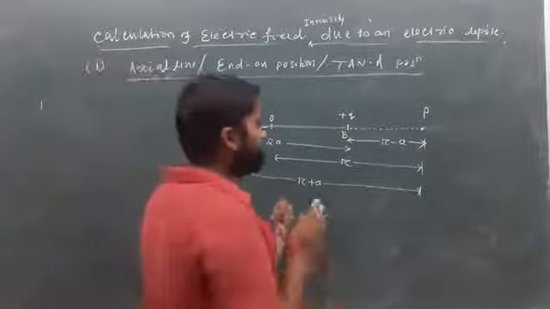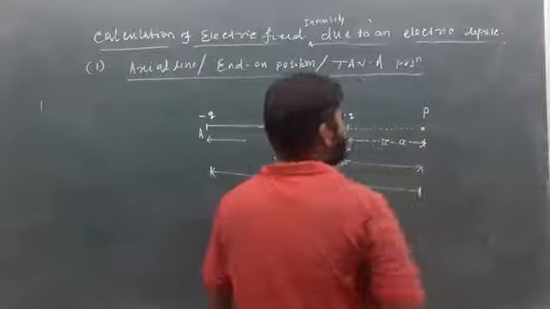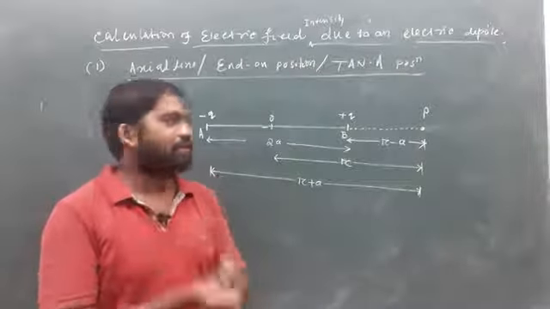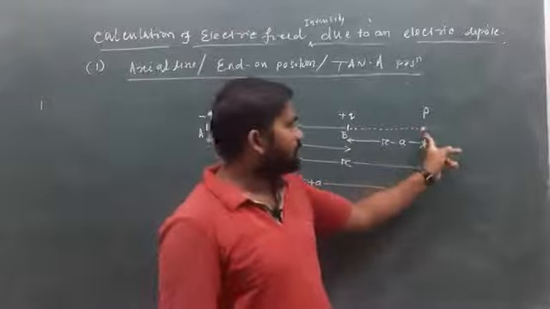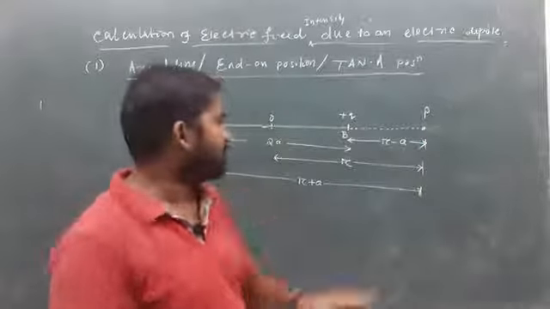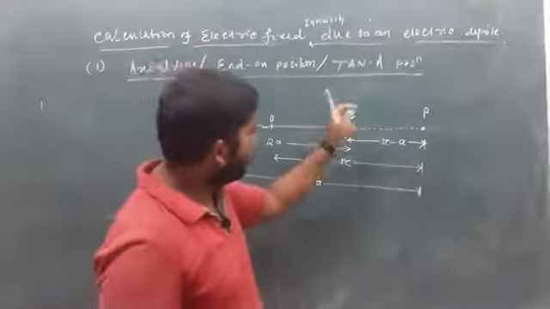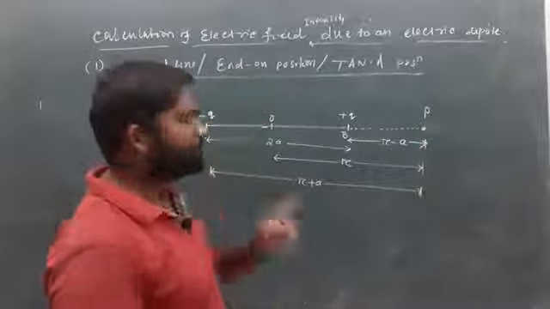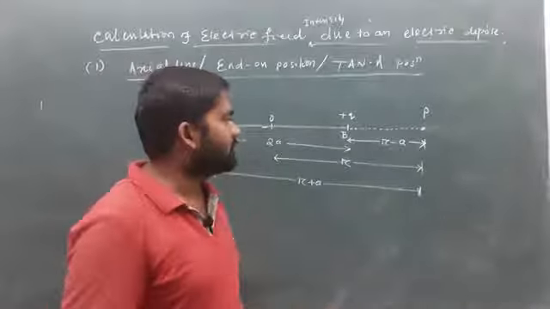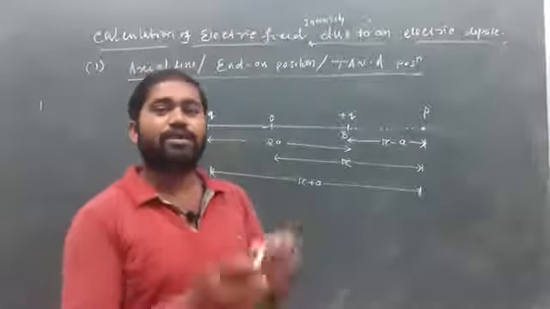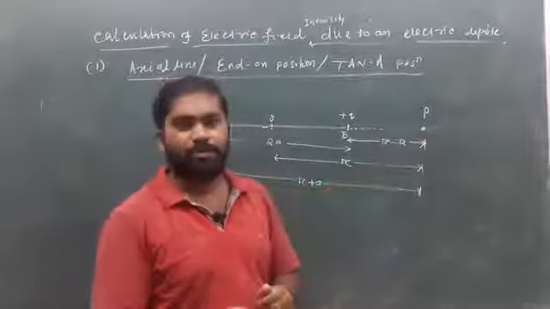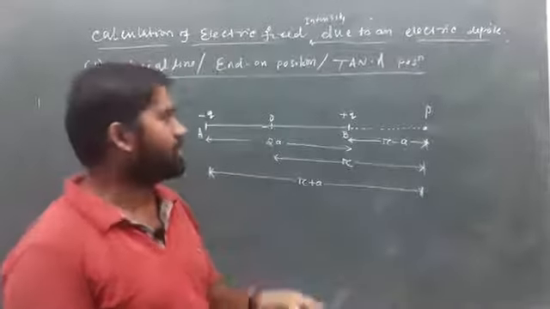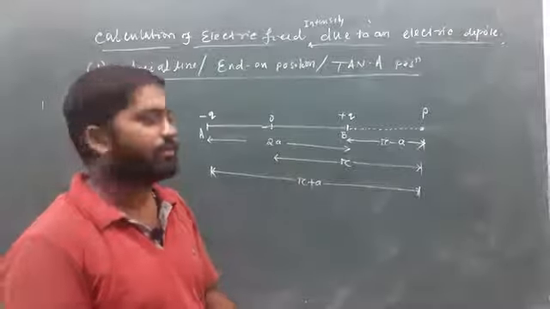So, now our main aim is to measure the electric field intensity at point P. Now, at point P, the electric field will arise because of two charges. Plus q also gives some electric field at point P and minus q also gives some electric field at point P. So, we have to calculate the resultant field at point P.